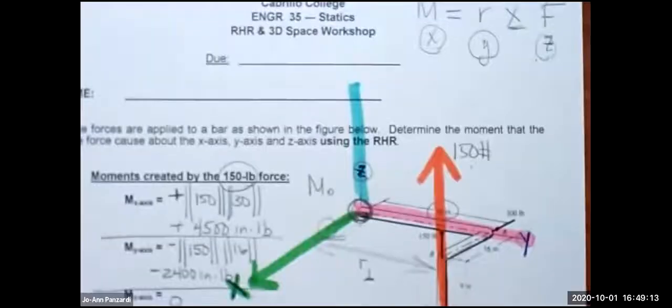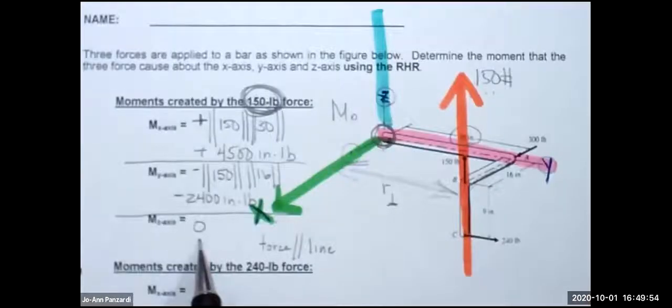No. How come? It's in the z direction already, which means the force is parallel to the line. A force cannot create a moment about a line. It can't cause this line to spin. Is everybody comfortable with that? Thumbs up. Questions? One more time, which line? We're trying to find the moment about the z-axis due to this 150-pound force. The 150-pound force is parallel to the z-axis, so it cannot create a moment, and therefore what Liam said is correct.